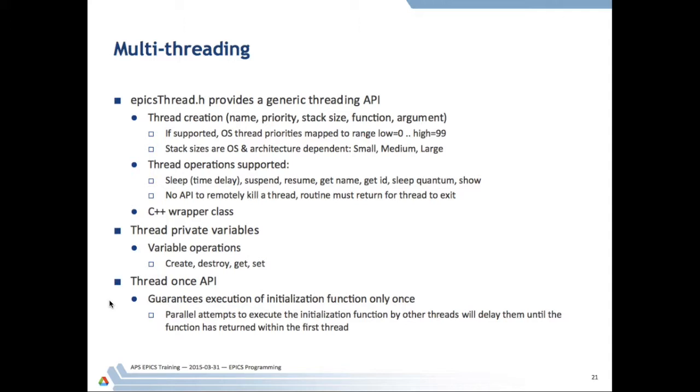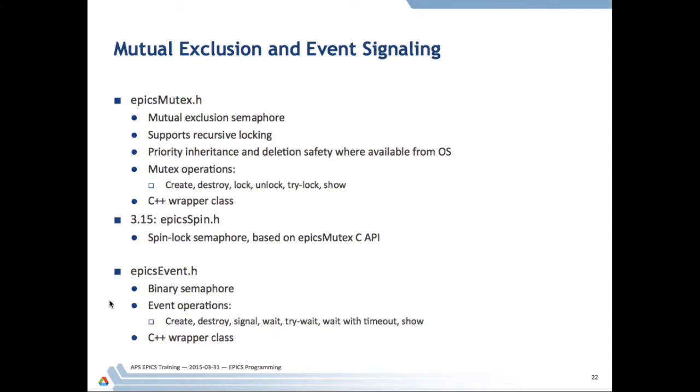So this is thread once. There are similar APIs in many other operating systems, but this is our API for doing that. Once you have threads, you're going to want to do things like mutual exclusion, so preventing them doing things at once, and also signaling between threads. An EPICS mutex is a mutual exclusion semaphore which supports recursive locking. So within the same thread, if you already own the mutex, you can lock it a second time. You have to unlock it twice then to release it. But we have that ability.